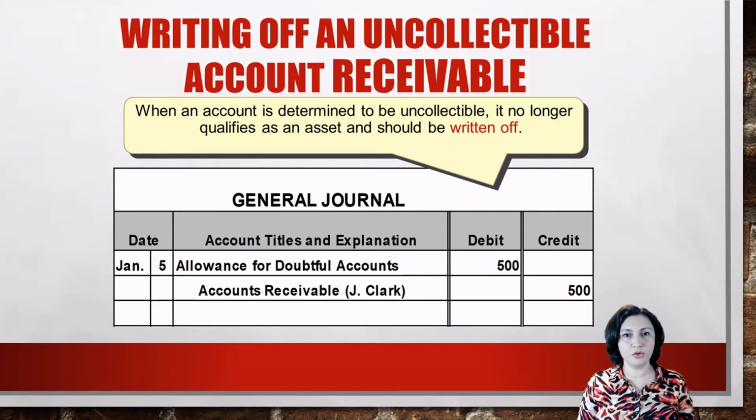Now assume that before this write-off entry, the balance in accounts receivable was $10,000 and the balance in allowance for doubtful accounts was $2,500. Let's see what effect the write-off had on these accounts.